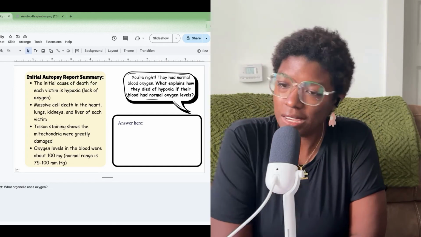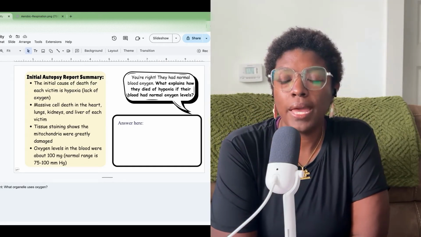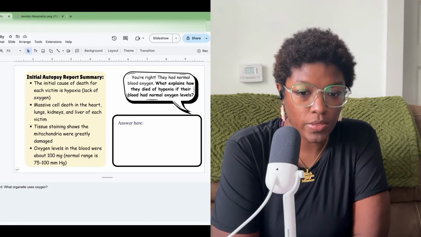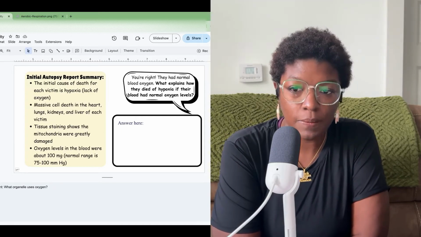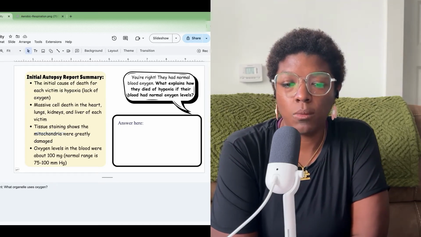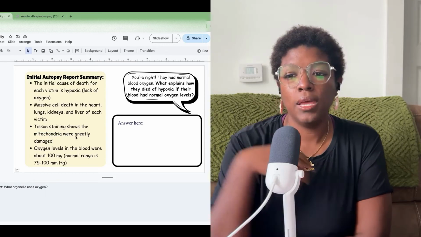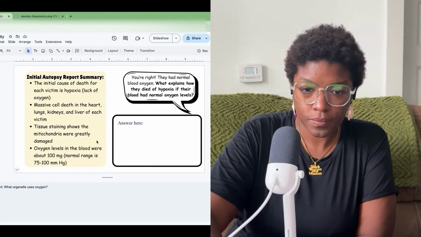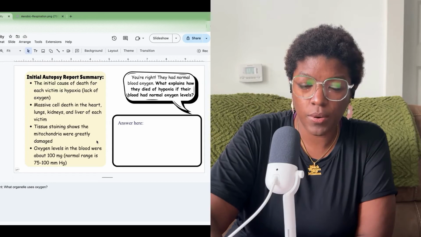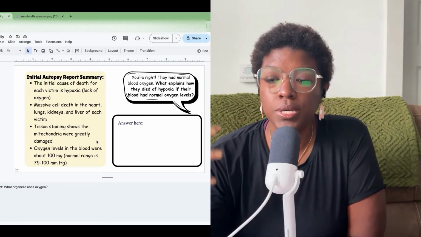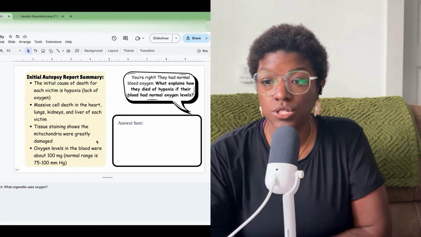And on the next slide, it confirms that they are correct. So how is it possible that they died of hypoxia when their blood had normal oxygen levels? What they should note here is that the mitochondria were greatly damaged. And the mitochondria is the actual organelle that is using the oxygen.